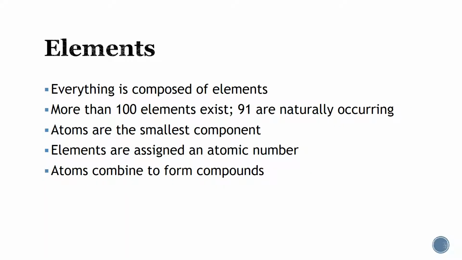So elements, what are they? Everything, like we just talked about, is composed of elements. There are more than 100 elements that exist. 91 of them, though, are actually naturally occurring. The atom is the smallest component of those elements. Think back to your chemistry days, or if you're in chemistry, you're going through this right now. Every element has an atomic number. How do we use that atomic number, and why is that important in agronomy? We'll talk about that as well. And then atoms combine, in some cases they're forced to combine, to form compounds.